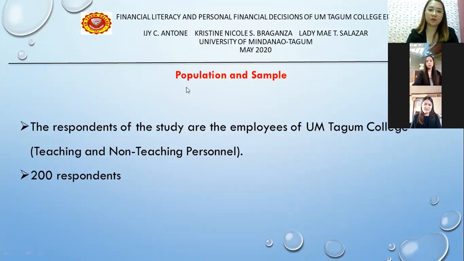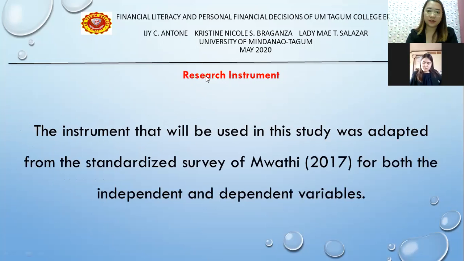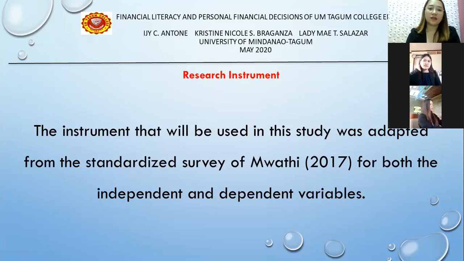So next, the population and sample. The respondents of this study are the employees of UM Tagum College, and we need to gather 200 respondents from the target sample. And next is the research instrument. The instrument that will be used in this research was adapted from the standard survey in WATE 2017 for both the independent and dependent variable.